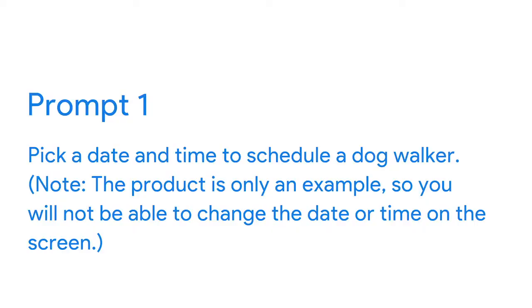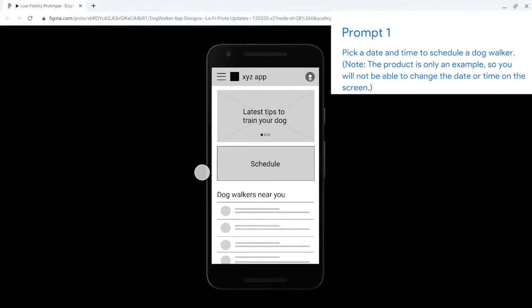Prompt 1. Pick a date and time to schedule a dog walker. Note, the product is only an example, so you will not be able to change the date or time on the screen. Okay, so I'm opening the app, and I'm not exactly sure if I pick schedule or dog walkers near you. That's a little confusing. Kind of seems like you can do both here. I guess I'll try schedule since I'm trying to find a date and time.